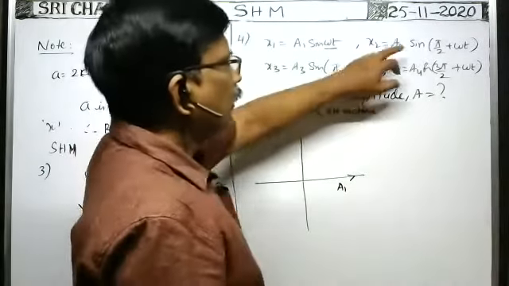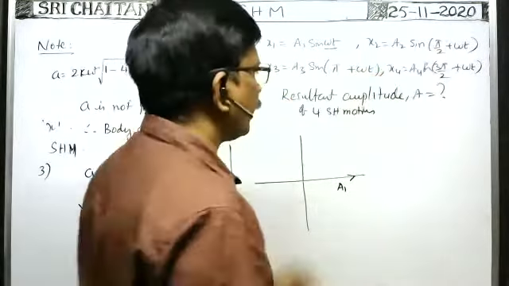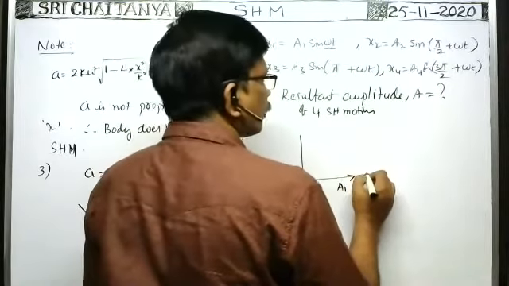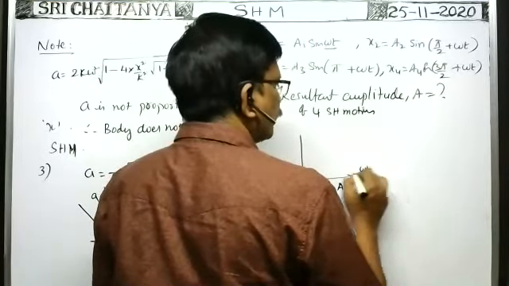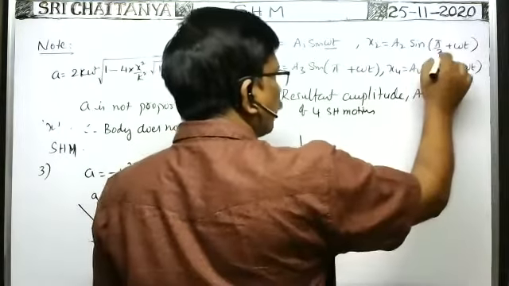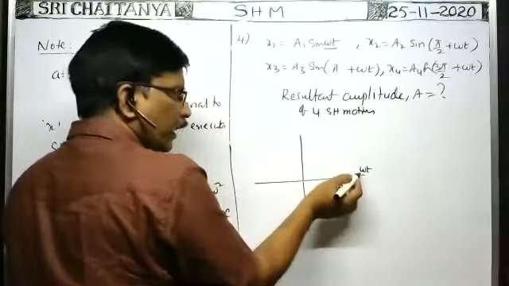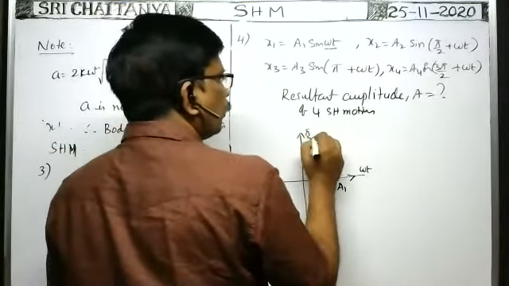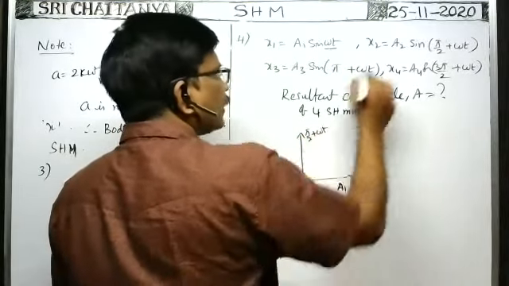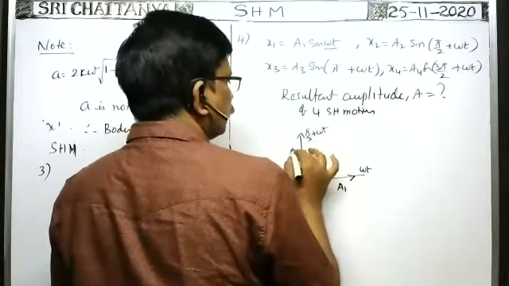Okay, next. Here phase angle is pi by 2 plus omega t. Phase angle omega t is taken along this direction. But pi by 2 plus omega t means, for this we have to add pi by 2. Then you will get this one, no? This is pi by 2 plus omega t. So in this direction, the amplitude is a2.